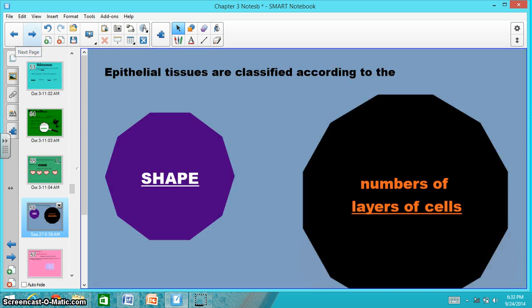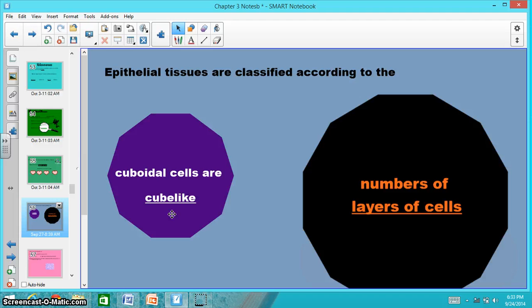Epithelial tissues are classified according to both their shape and the number of layers of cells. According to shape, it has to do with whether their cells are thin and flat. If they're thin and flat, they're called squamous cells. If they are shaped like a cube, kind of like a rounded square, then they're called cuboidal. And if they're more elongated, more like a vertical rectangle, then they're referred to as columnar epithelium.